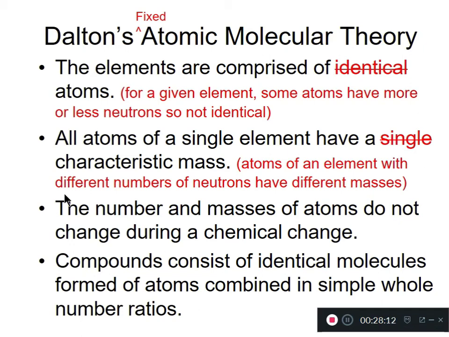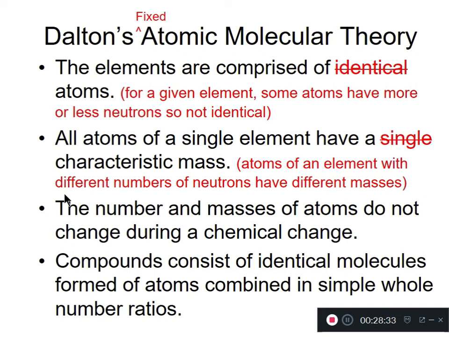Also, that means if it has different numbers of neutrons, since a neutron has a mass, that will affect the mass of the atom. Therefore, the single elements do not have a characteristic mass. We'll talk more about the periodic table. I know you've been told that you can tell the mass number from the table, but we can't use that.